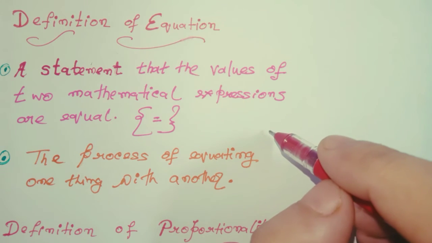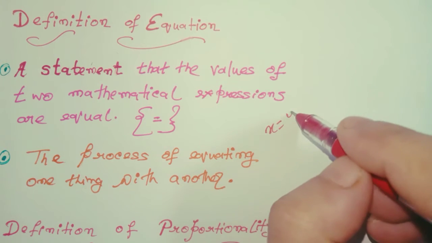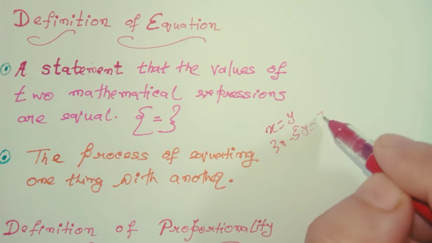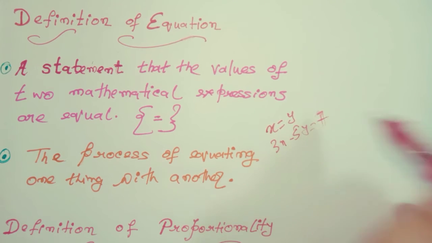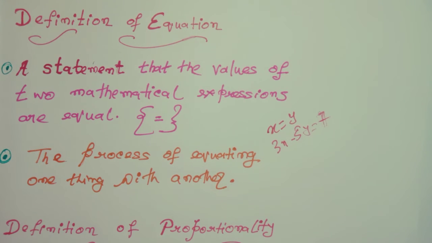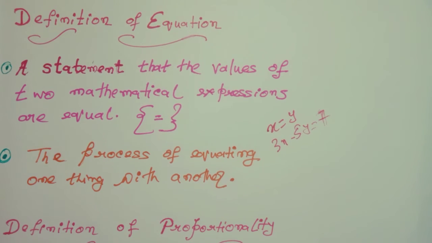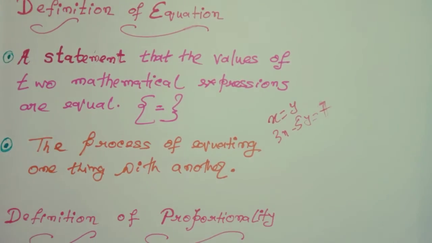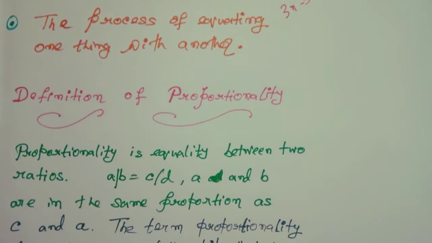So here also it is the same. When I say x equals y or 3x minus 5y equals 7, it means we are trying to equate things, but proportionality is not that. We will come to that. The process of equating one thing with another is the process of equation.